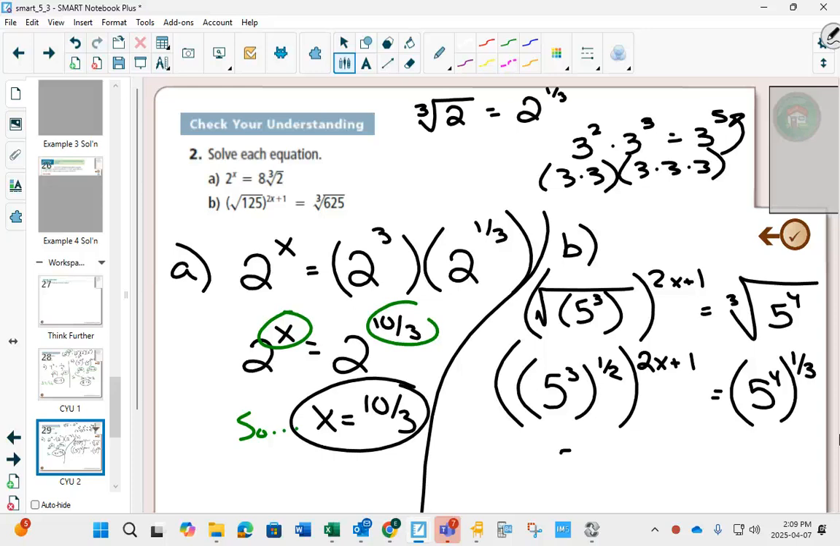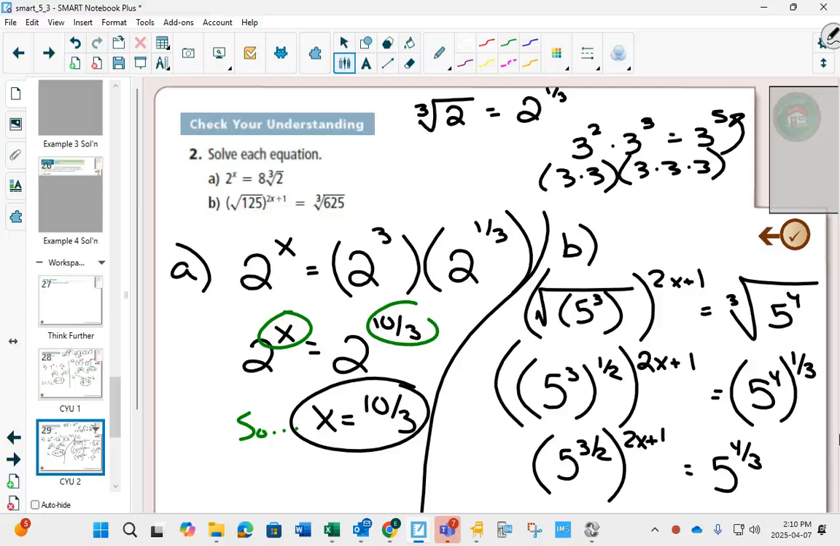Exponent to an exponent, you multiply. I would actually be okay if you went from the 625 to the 5 to the 4/3 in one step. Because 5 to the 4 is 625 and the cube root is a third. That's easy to put together. Same thing with the 5 to the 3 halves. 125 is 5 cubed, and then you have the half. 5 to the 3 halves.